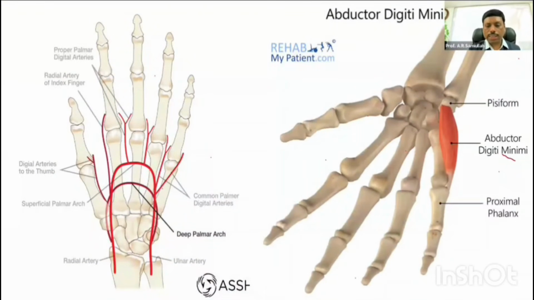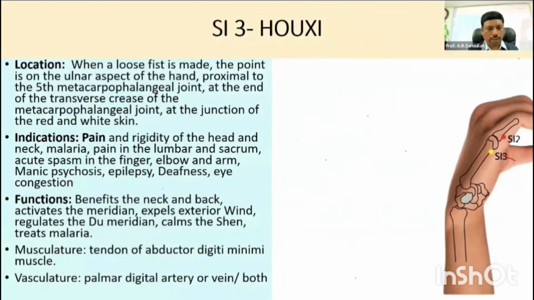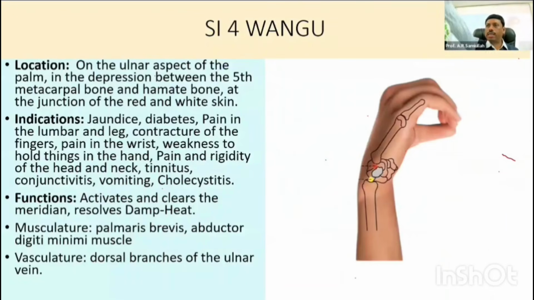So SI3, SI4. SI3 is a great point, exactly at the junction of the white and black skin, as per half tube needles. Then further there is the point called Wangu. Wangu is nothing but the bone, which we call SI4. Shou Wangu and Zu Wangu are different. Wangu means, in Tamil, please come. The pronunciation is W-A-N-G-U.